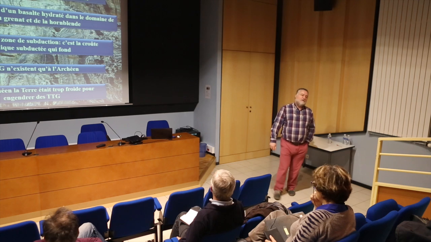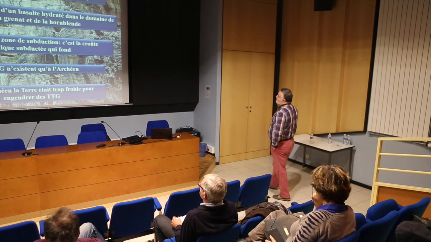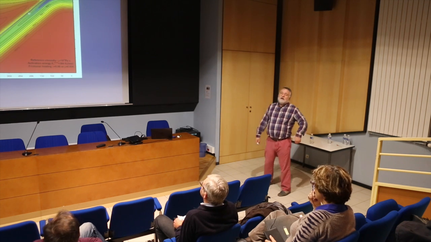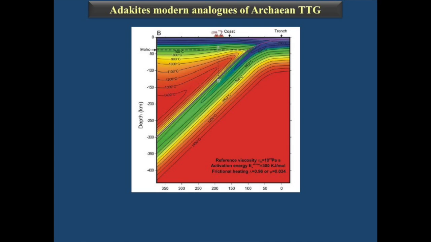So, okay. After the Archean, the Earth was too cold and could not generate TTG. But we can push the discussion a little bit more. We have seen here that subduction is introducing something cold into the mantle. We introduce something cold because, on average, the oceanic crust moved at the bottom of the ocean during 60 million years. So it has a lot of time for cooling.